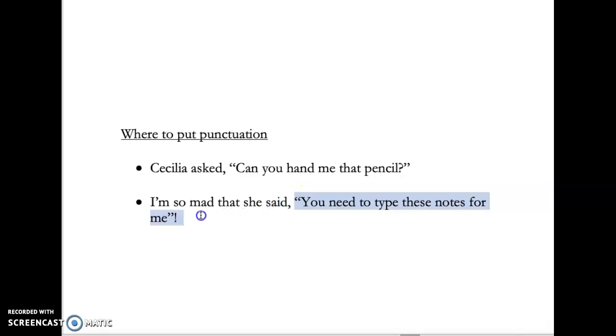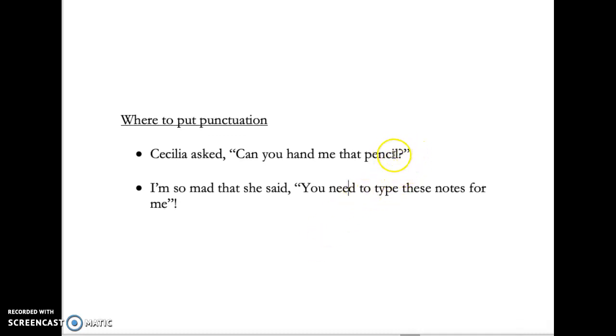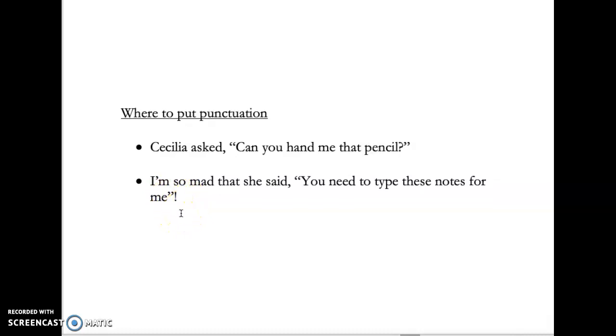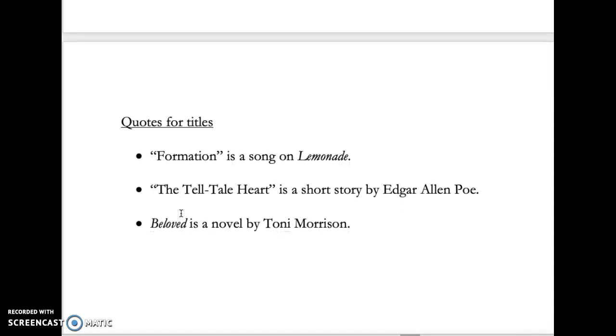But if someone said, "You need to type those notes for me," not as an exclamation, they're just stating it in a direct way, but my feeling is an exclamation point kind of feeling, like I'm really mad, then I would put the exclamation point outside the quotation because that exclamation point really belongs to my feeling about this statement. We'll work on this more in class, but I do want you to try to understand that if the punctuation mark belongs to the quote, it goes inside, but if it belongs to how I feel about the quote, it goes on the outside.